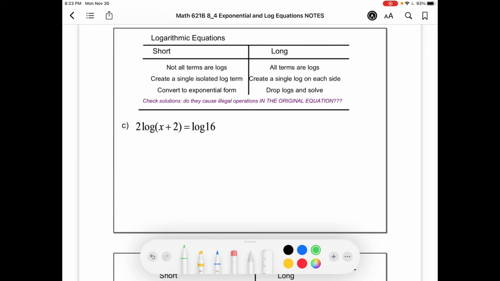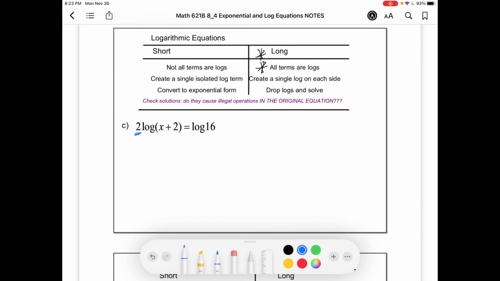Okay, moving along, we've got another one here that has exclusively log terms. So this is probably going to be what we'll call a long log equation. And the technique is going to be make a single log on each side, then drop the logs. The problem in this one is this pesky 2. So that's no fun. What can we do about it?